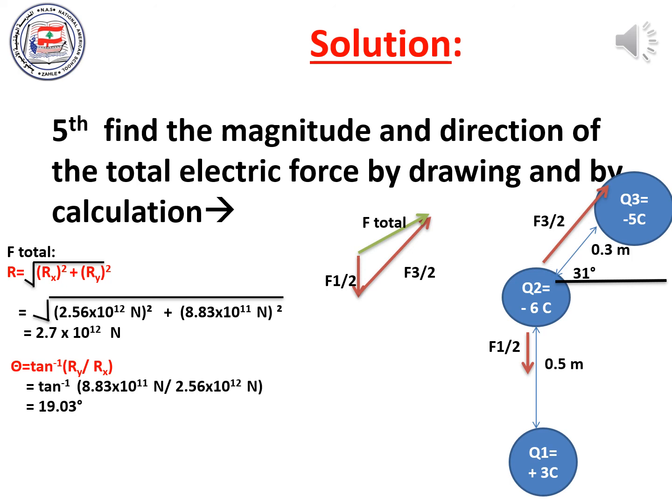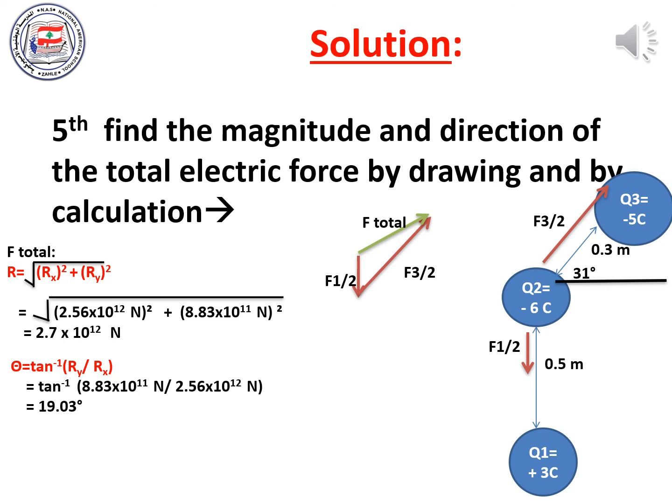Now by calculation, we find the magnitude and the direction of the total electric force using the equations of R and angle. We use the x and y components that we already found from adding the x and y components of the individual forces acting on charge 2. So R is equal to the square root of Rx squared plus Ry squared, equal to 2.56 times 10 to the power 12 newtons squared plus 8.83 times 10 to the power 12 newtons squared, equal to 2.7 times 10 to the power 12 newtons. This is the magnitude of the total electric force acting on charge 2.